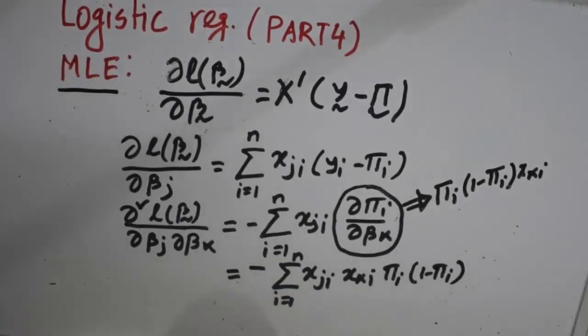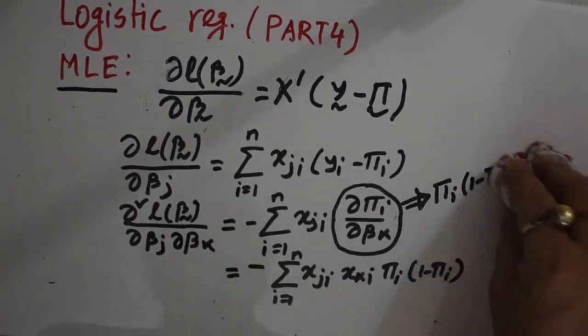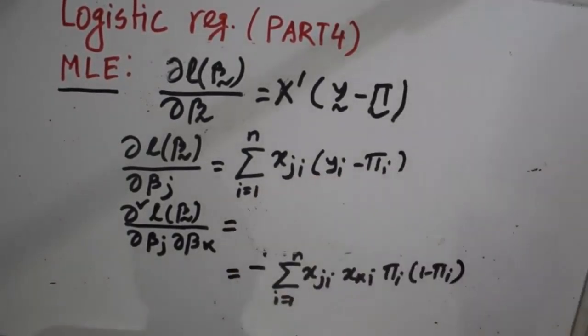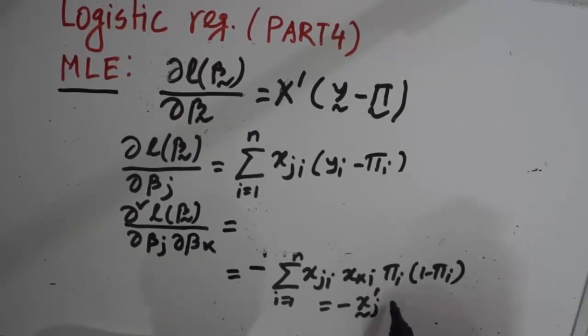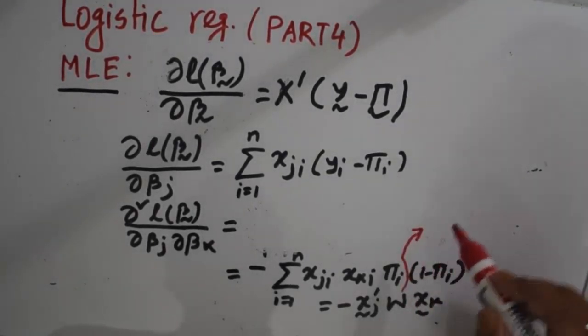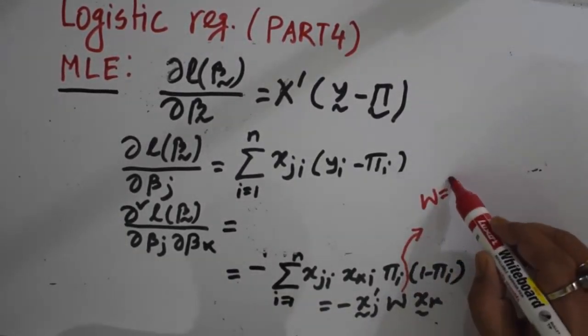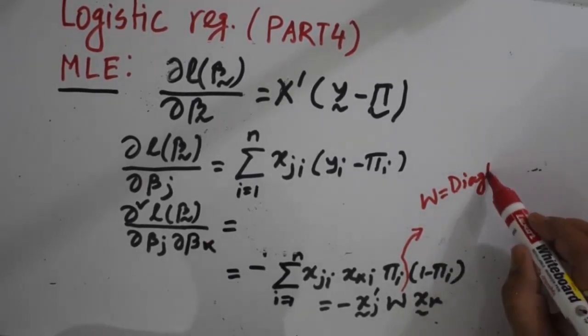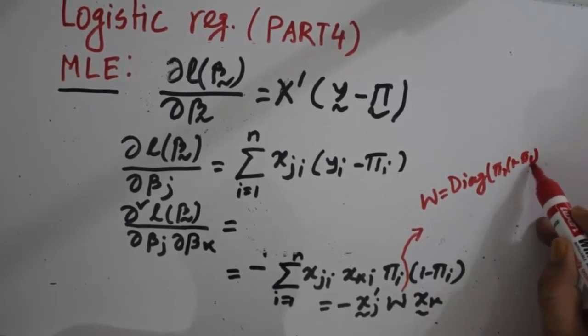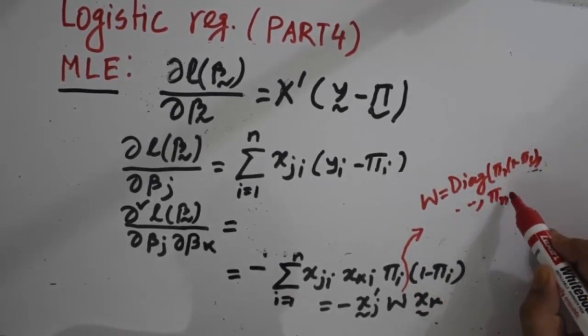So we can write this as minus xj curl prime W xk curl, where this W is equal to a diagonal matrix whose diagonal elements are pi 1 times 1 minus pi 1, ..., pi n times 1 minus pi n.